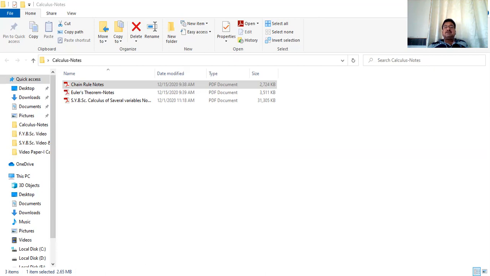w is a function of x, y, z, and x, y, z are functions of r and theta. So dou w by dou r and dou w by dou theta. By using chain rule, we have this. Similar problem here. z is a function of x and y. x is r cos theta, y is r sin theta. So we have to find the value of dou z by dou r and dou z by dou theta by using chain rule.